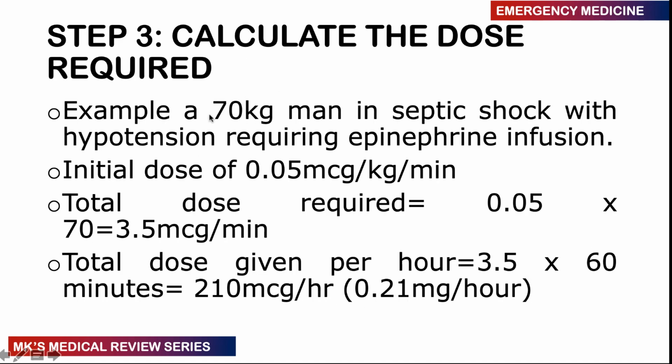So how do we now calculate the required dose? Example, if we have a 70 kg man in septic shock with hypotension requiring epinephrine infusion, our initial dose is 0.05 micrograms per kg per minute. So our total dose is going to be 0.05 multiplied by 70. That gives us 3.5 micrograms per minute. Remember, this total dose must be given per hour. So if we want to give it per hour, we multiply that by 60. So it gives us roughly around 210 micrograms per hour, which is about 0.21 milligrams per hour.